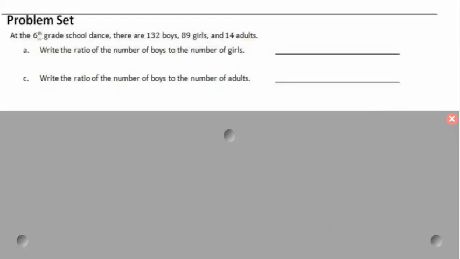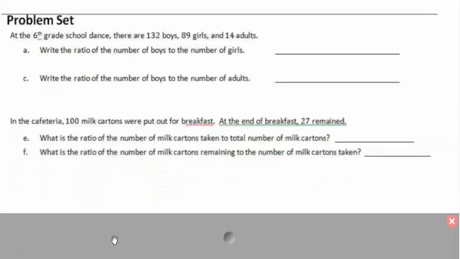All right, let's look at the last 2 word problems. At a 6th grade dance, there's 132 boys, 89 girls, and 14 adults. So go ahead and do the ratio of those two. Actually, why don't you go through and do all of these. Pause the video and come back when you have your answers.